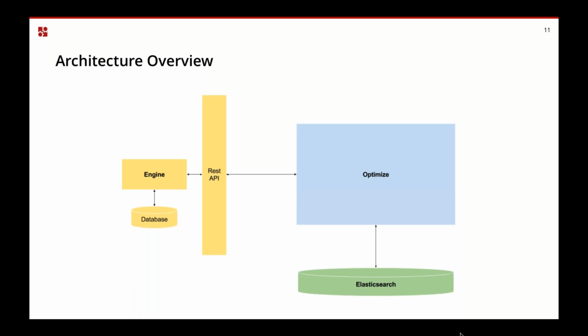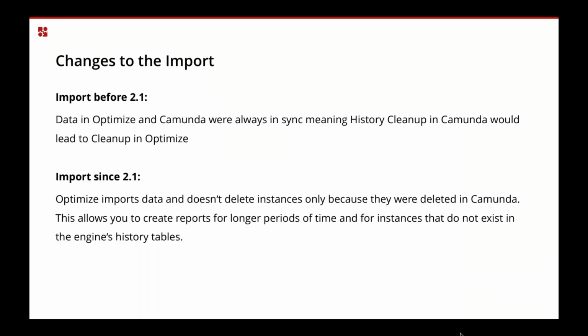Good. So now we said this data is imported via the REST API. So what is interesting now? There has been a major change regarding the import mechanism in Camunda Optimize in version 2.1. Johannes and his team have been working on that for a while. On the one hand, they have improved the performance of the import a lot. If you're interested in numbers, you can see that in the documentation on the website. There are some numbers that give you a feeling of how quickly this data is imported.